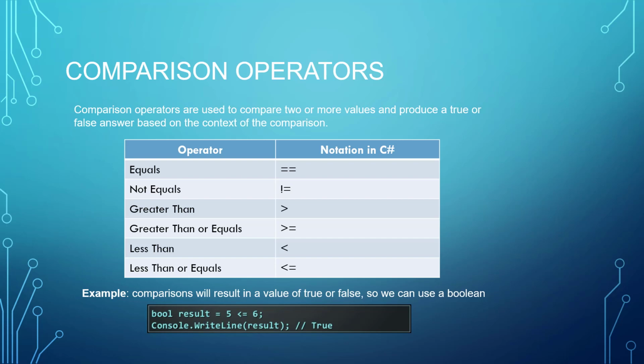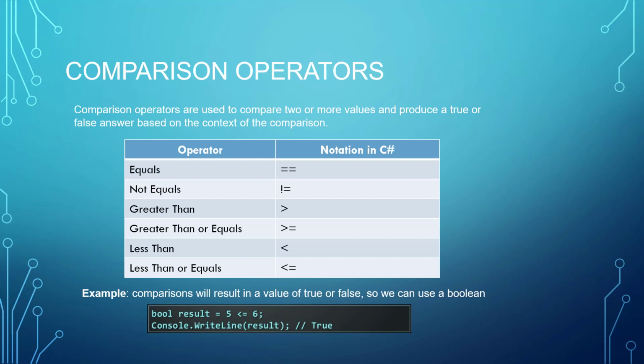I'm sure you remember the greater than sign from basic arithmetic, and that's exactly the same here with C# and computer programming. If the value on the left of the greater than sign is greater than the value on the right of the greater than sign, then the expression will evaluate to true. However, if the value on the left-hand side is less than the value on the right-hand side of the greater than sign, the expression will return false.